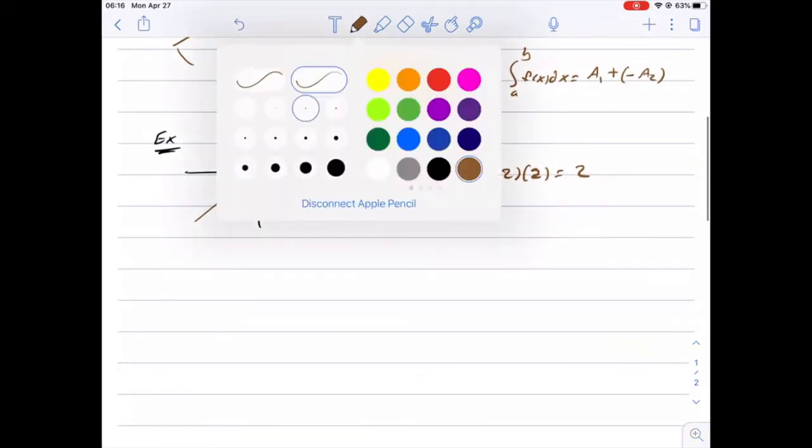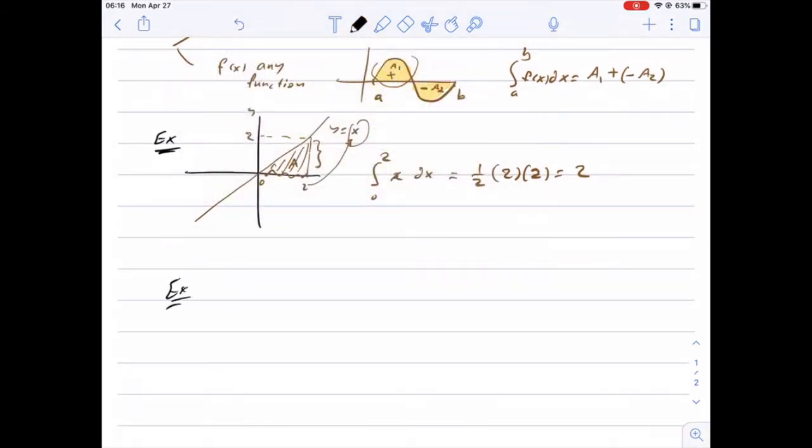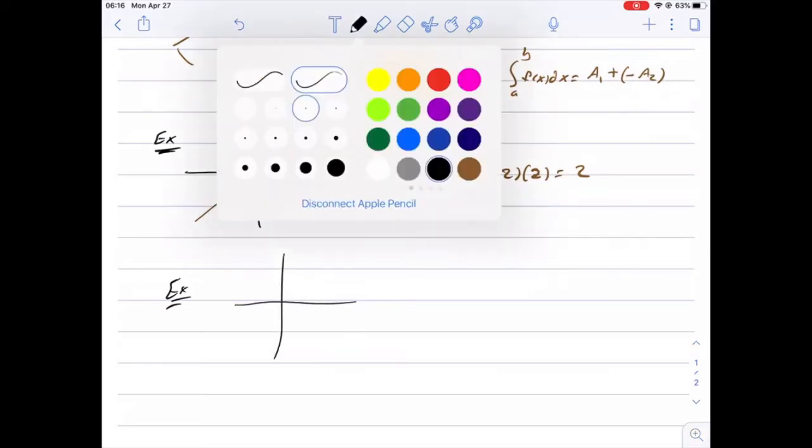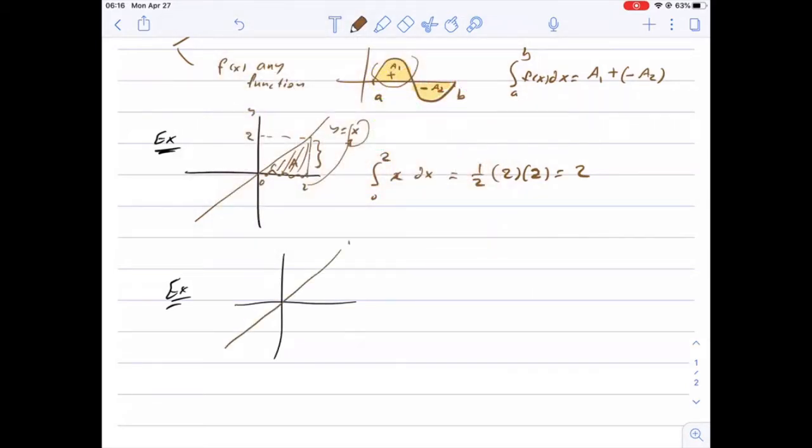Also, if we have an area like this, same function, let's use y equals x, and here this is +1, this is -1. We have two areas between the function y equals x and the x-axis. So in order to find the integral from -1 to 1 of x dx, we have the area above minus area below. So area above, let's call this A1 and this is A2.